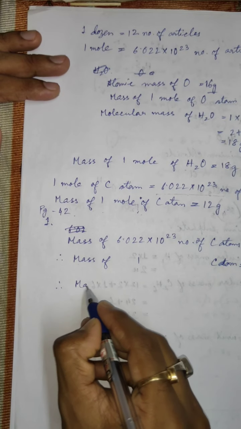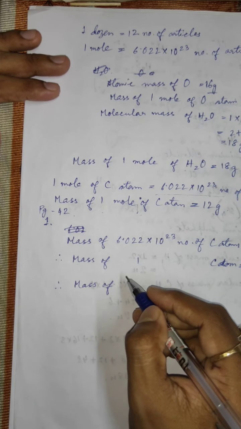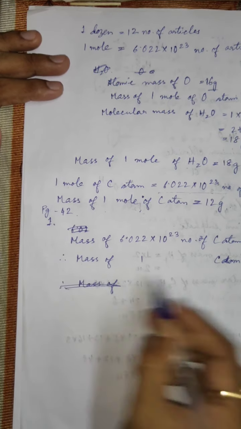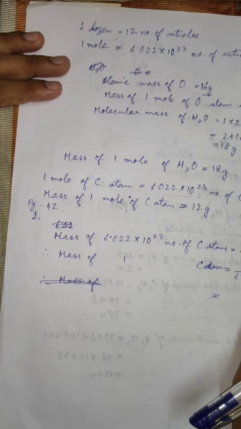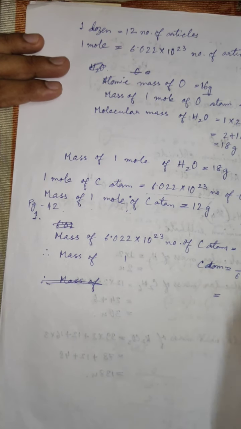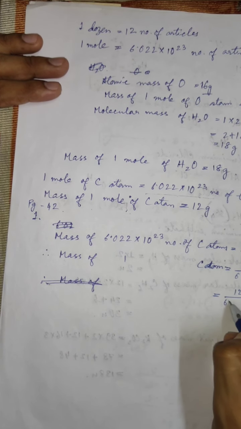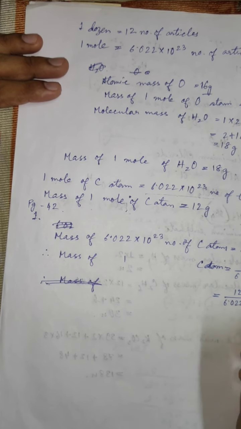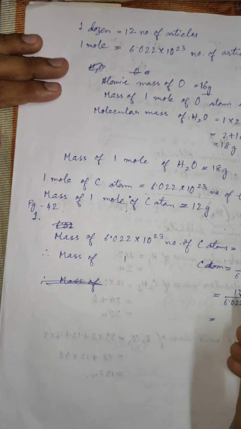Therefore here we have to find the mass of one atom of carbon. So we have to simplify this. So 12 by 6.022 into 10 to the power 23, and this we can write by the law of exponent as 10 to the power minus 23. Okay, now we have to calculate this.